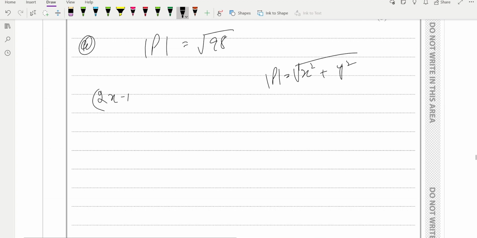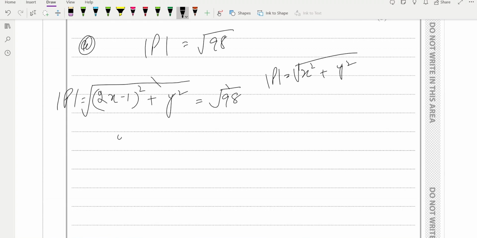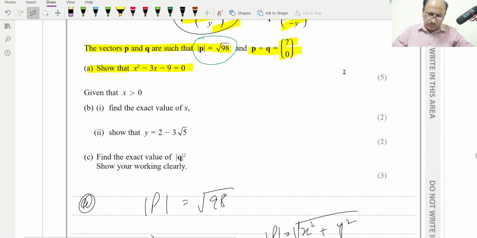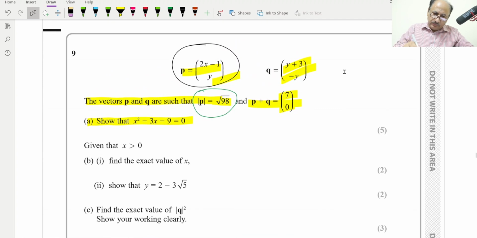2x minus 1 squared plus y squared, because y is y. So mod P will be equal to this one under root, and we know this is equal to root 98. Now we can cancel root with root, and our equation will be 2x minus 1 squared plus y squared is equal to 98. After writing this equation, we have this condition also provided.